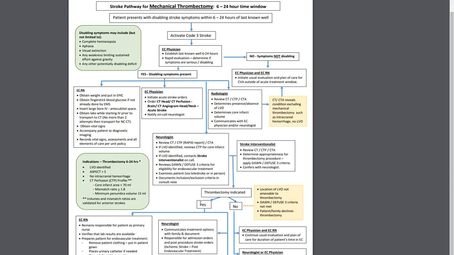Versus within 6 hours, you would not see the CT perfusion, but you will have to call early for the non-contrast CT, because that will make a decision. The ED will make a decision based on the result to give IV TPA or not.